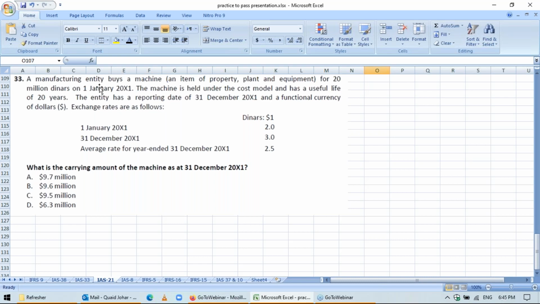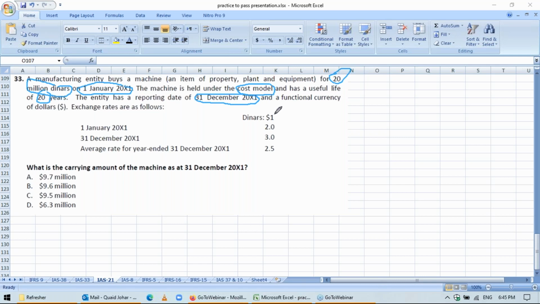So it says, a manufacturing entity buys a machine, an item of property, plant and equipment, for 20 million dinars. So they have purchased the machine at 20 million dinars, and this is on 1st of January 2001. Now what they say is, the machine is held under the cost model. So it's cost model again, and has a useful life of 20 years, right? So the entity has a reporting date of 31st December 2001. This is after 1 year's time of purchasing it, and a functional currency of dollars.